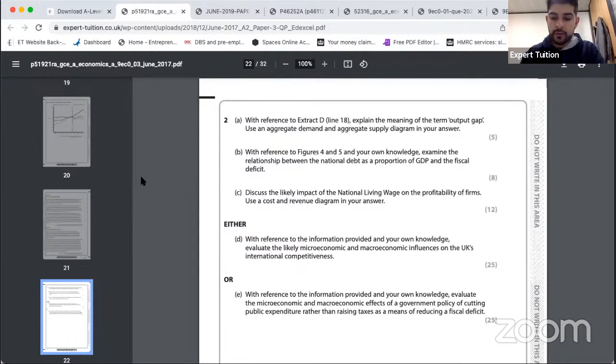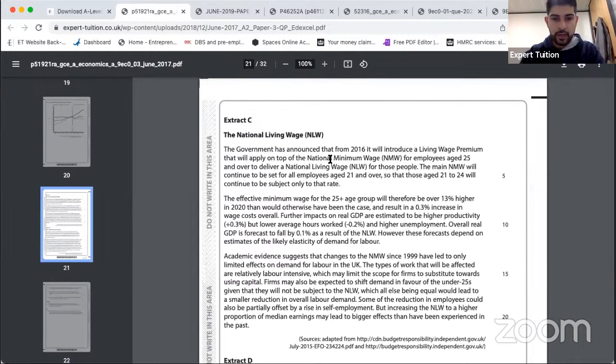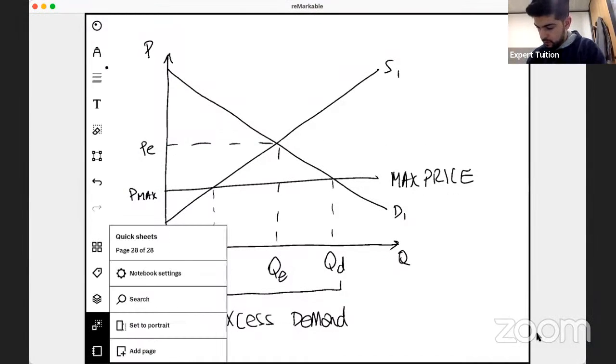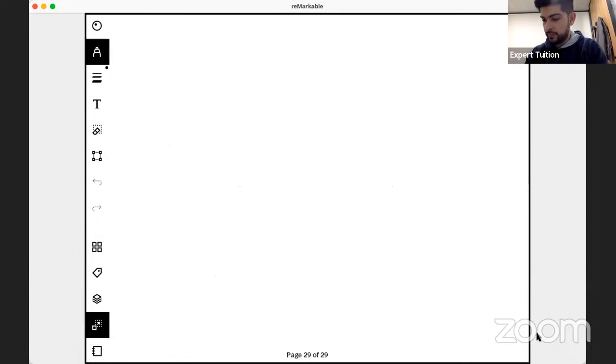You now quote to me from the data how much it's going to increase cost by. Here you go. It's going to result in a 0.3% increase in wage costs overall. Great stuff. You now draw the diagram and explain before the diagram, actually, this is likely to result in an increase in variable costs for the firms. Let me draw it. Let's do it. Let's go.